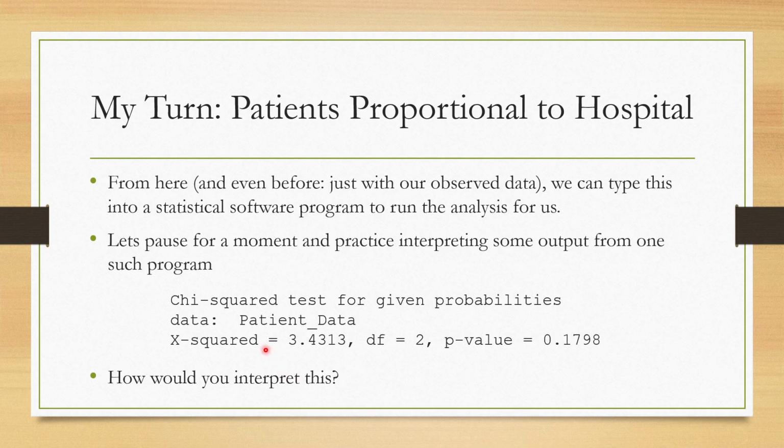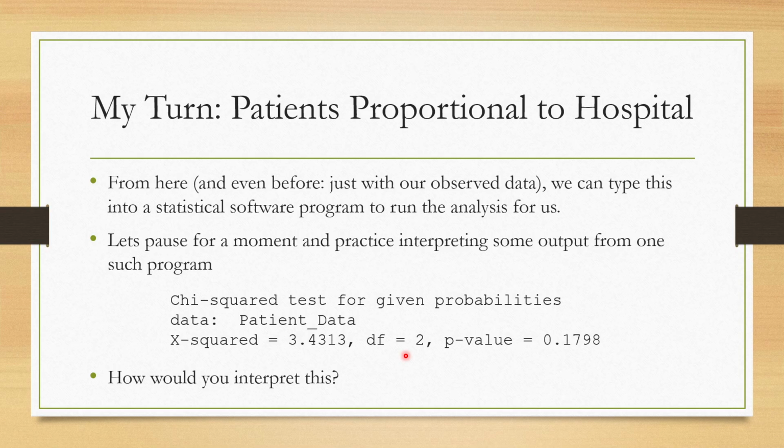Well, the first thing we have is the chi-squared test statistic. That's what we're going to calculate in these notes in just a second. It's 3.4313, and it'll be a good way to double check our hand calculations in a little bit, to make sure that this matches what we get. We also have the degrees of freedom, which again we can calculate and check.